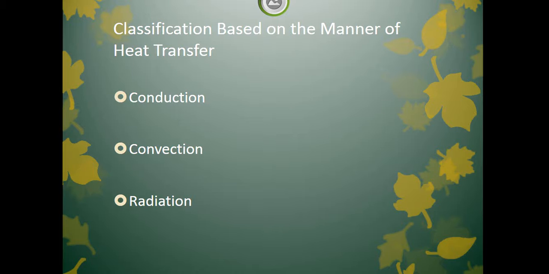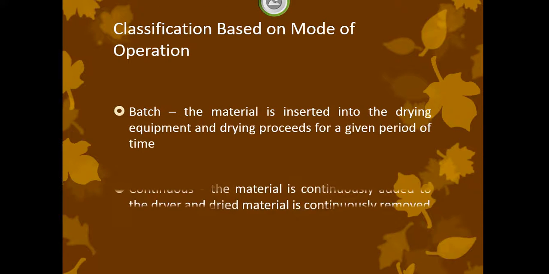The second, and the easiest, way of classifying dryers is based on the heat transfer, which has also been mentioned by Kroll. So you can classify dryers based on the mode of heat transfer, which is conductive, convective, or radiative, or a combination of these three. Then we can also classify dryers based on the operation. So this is the simplest, because you can simply say whether a dryer is operated batch or whether it's operated by a continuous process. So when the material is inserted into the drying equipment and the drying proceeds for a given amount of time, then that's batch drying.